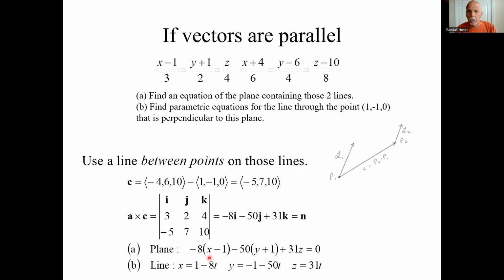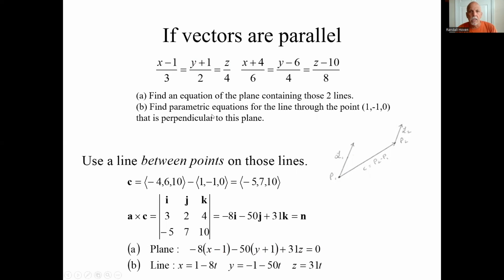So now I can write the equation of the plane. Outside the parentheses will be -8, -50, 31. Inside the parentheses, I'll pick a point: 1, -1, 0. So x minus 1, y plus 1, and z. That's the equation of the plane.